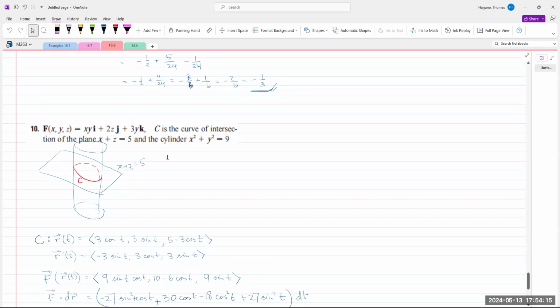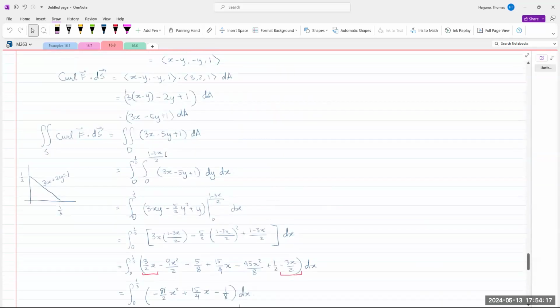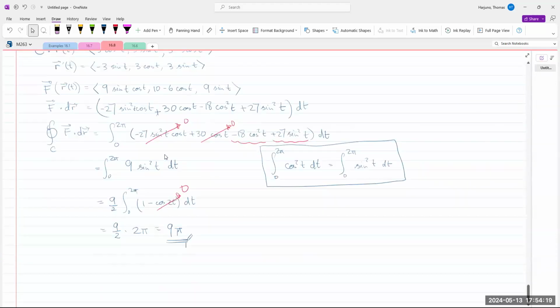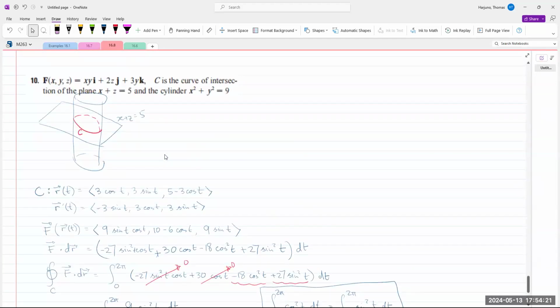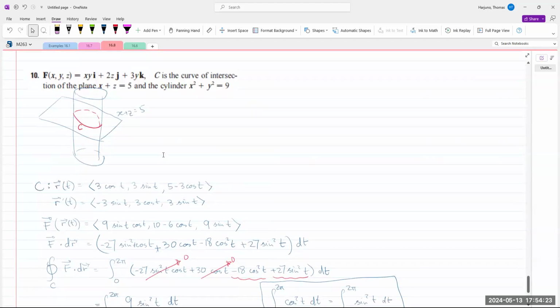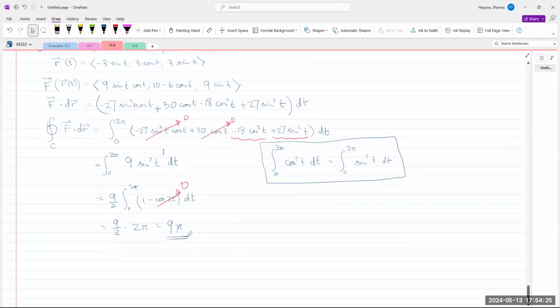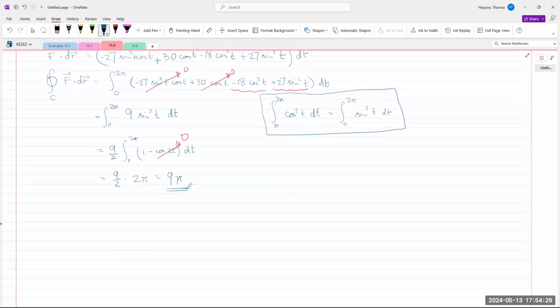That's if we do it the regular way, right? This one here, I computed using the regular way. I didn't use Stokes' theorem. If we do it the regular way, we get 9 pi. Suppose we use Stokes' theorem, as directed by the book.